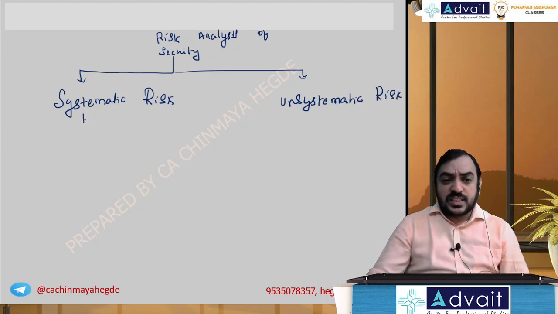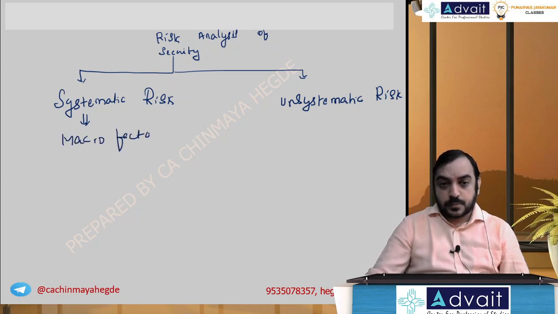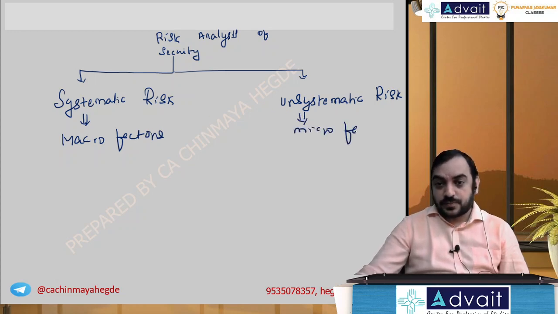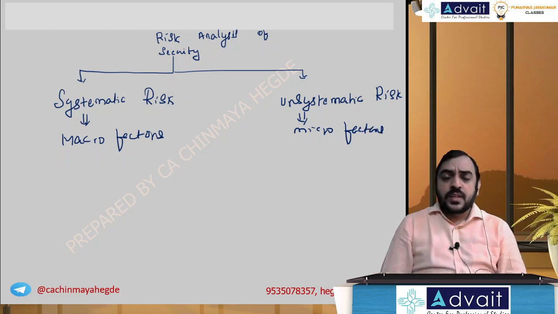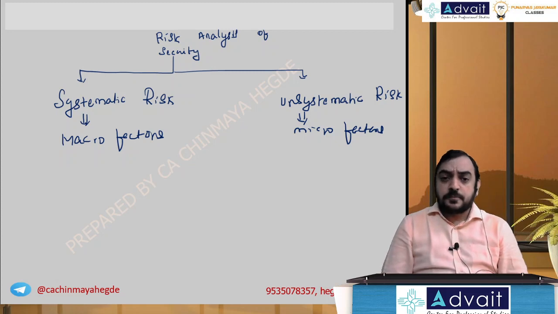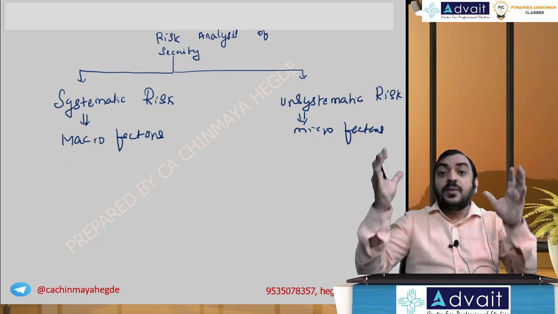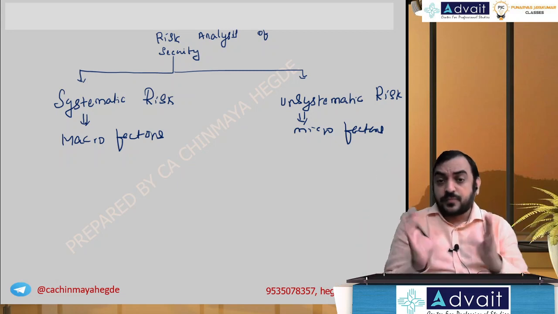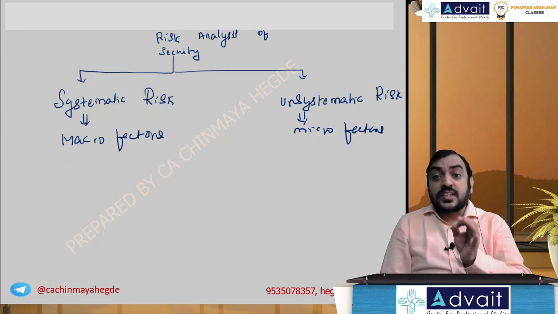In simple words, systematic risk means macro factors. Unsystematic risk means micro factors. Means what? When news comes, the stock price will fall. For example, Corona news. Stock market fell, Infosys also fell, TCS also fell, Yes Bank also fell. That is systematic risk. If there is general news, if the economy is affected, you are also affected. Systematic risk.